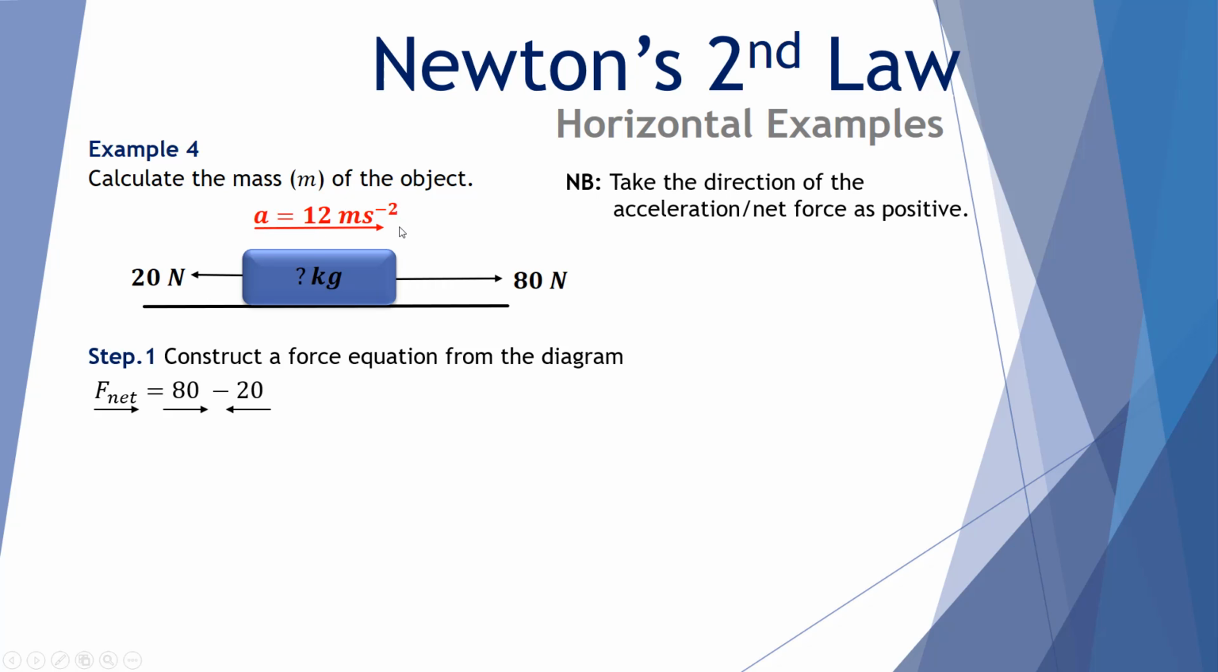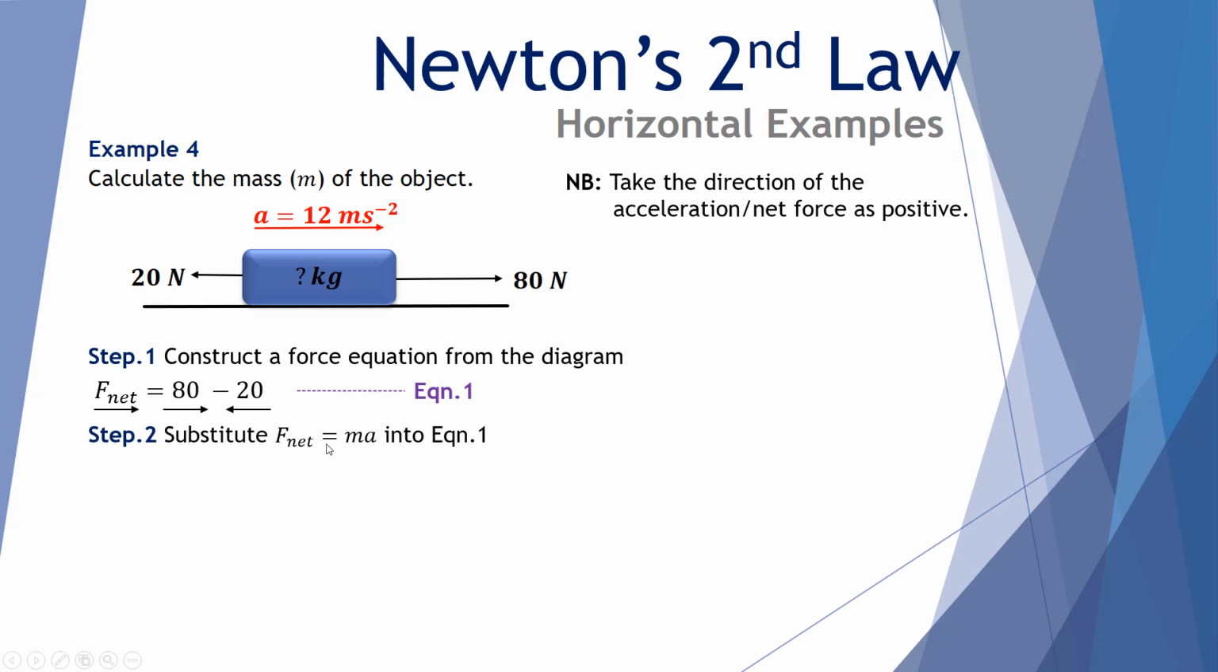Again, the acceleration is moving to the right, so that will be the direction of the net force also, and we're going to consider that as a positive direction. So the net force to the right is generated by the 80 newtons to the right, as shown on the diagram, and opposed by the 20 newtons to the left. That's equation 1.